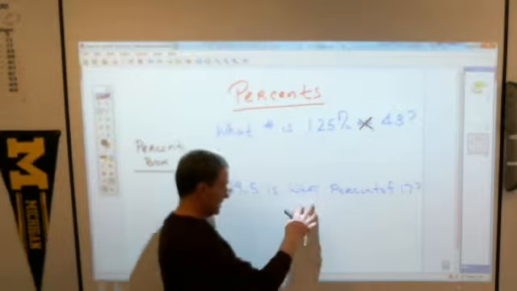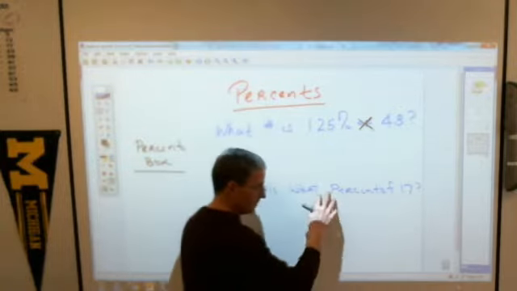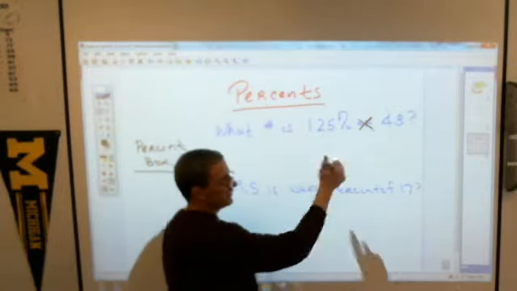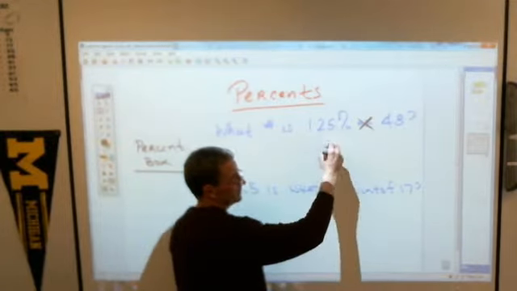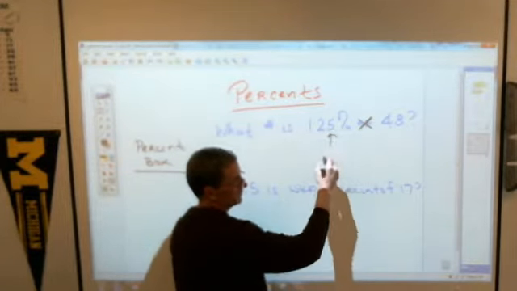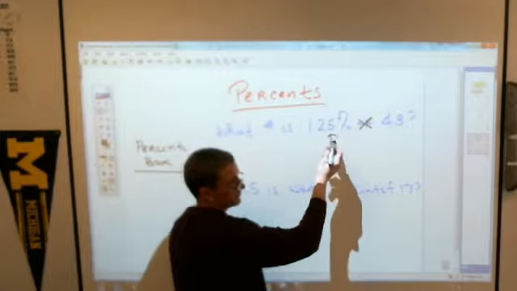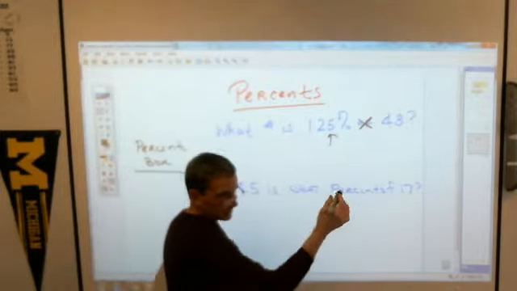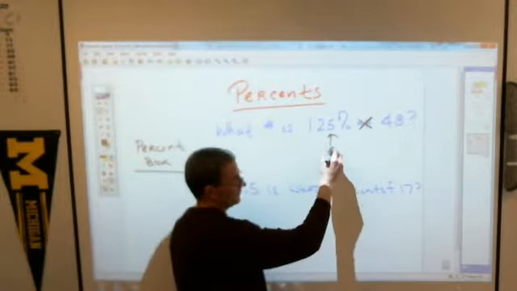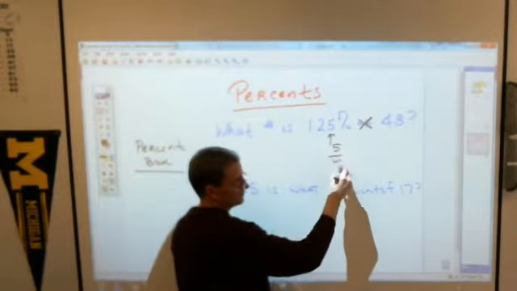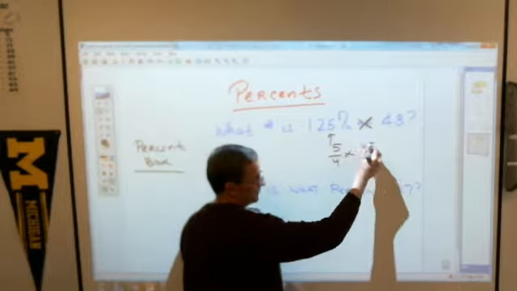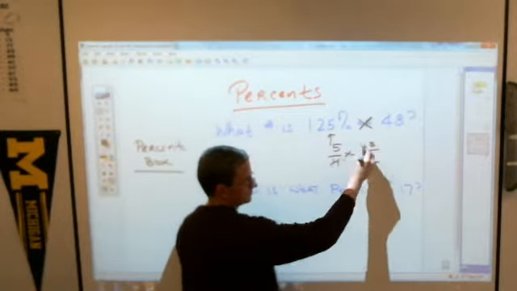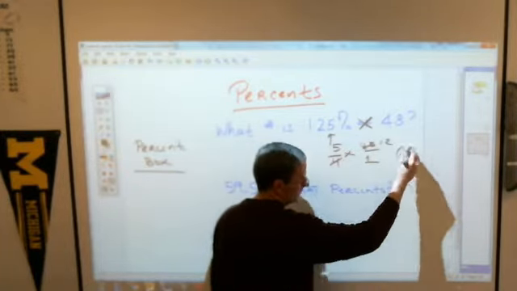That doesn't happen in the second one because you have numbers here and it's a little goofier. This one you just change to a decimal. Make sure you always do that, or a fraction. This one I might change to a fraction because it goes evenly into 48. What fraction is 125%? It's 5/4 times 48. Go to the 12, your answer is going to be 60.